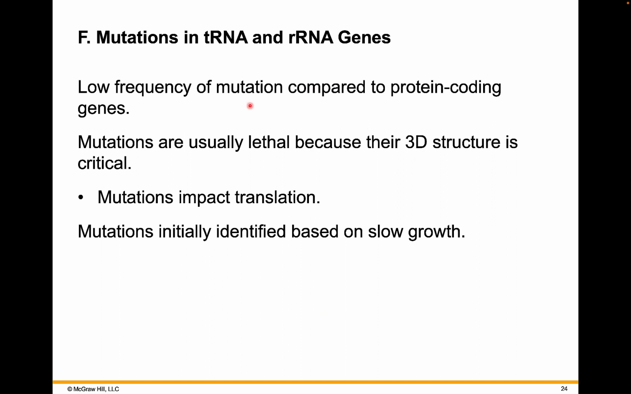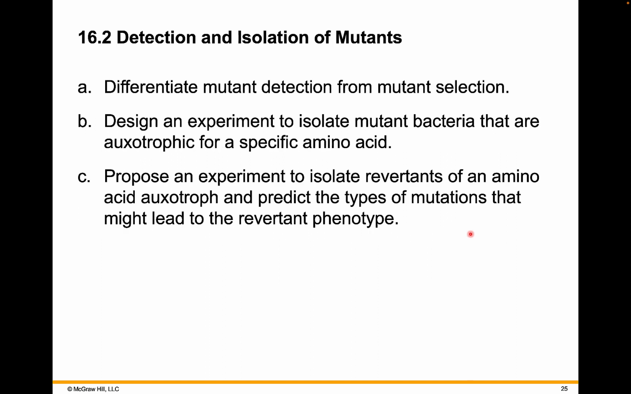So these are mutations in the tRNA. Ribosomal RNAs have a low frequency of mutation compared to protein coding genes, and mutations are usually lethal because their 3D structures are critical, and the mutations may impact translation. But out of many mutations, it takes only one to make them antibiotic resistant, and that can happen as well. These mutations are also initially identified based on slow growth, because there are multiple tRNAs for just one amino acid, and if one is mutated, sometimes you can see slow growth, as we talked about.